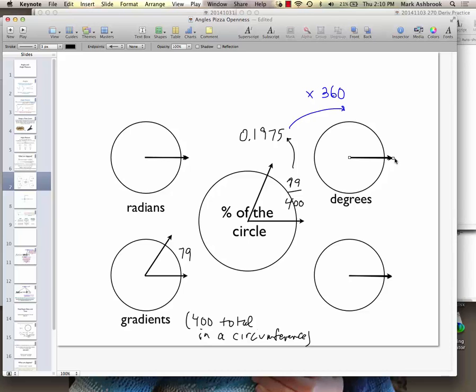Which will give us 71.1. 71.1. All right. Are we good? 71 degrees? All right, now I need to figure out radians, so I need to go back here to the 79 to figure out radians, right?